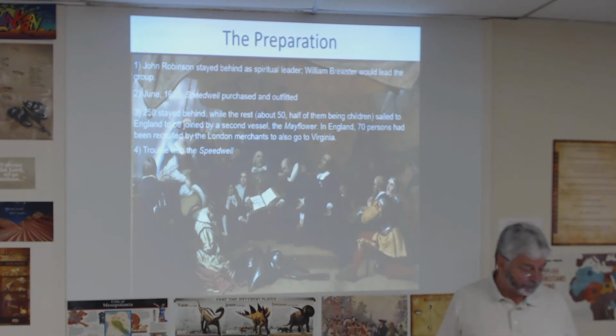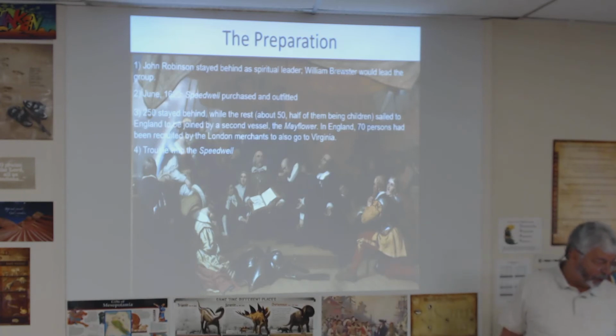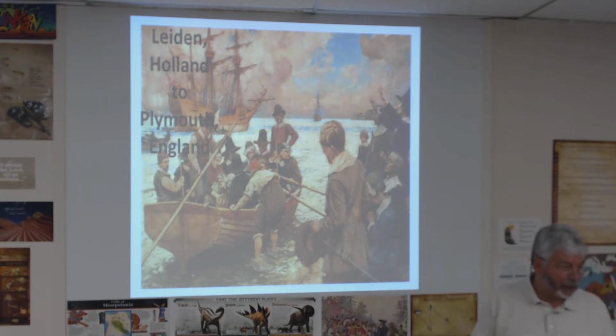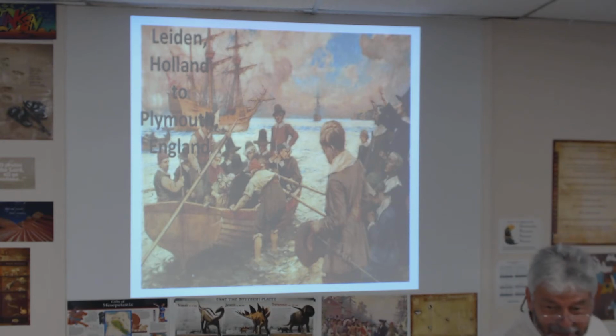So they finally departed. However, after they were at sea for several days, the Speedwell proved, according to one writer, to be open and leaky as a sieve. Anybody know what a sieve is? Nobody? People don't know anymore. It's like a colander, a strainer. So if you had a ship that was leaky as a sieve, what's that mean? What's happening? It's going to sink because there's water coming in all over the place.